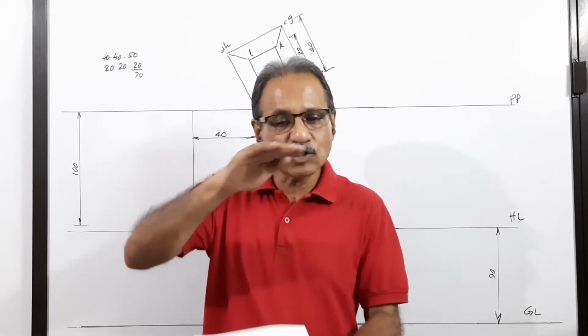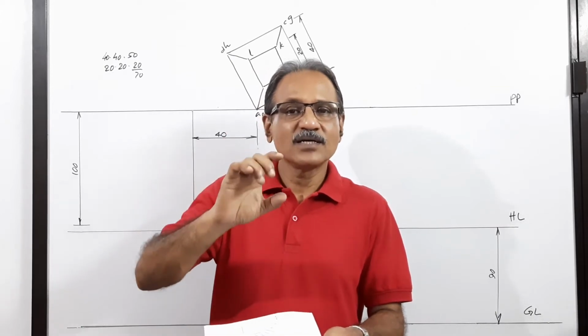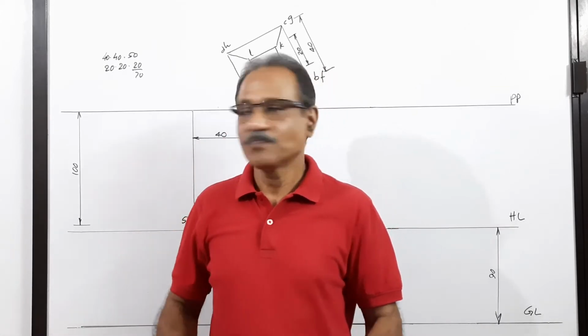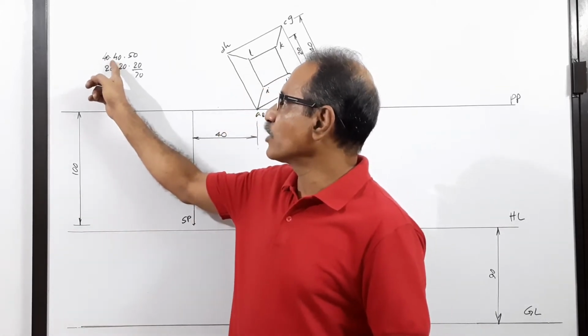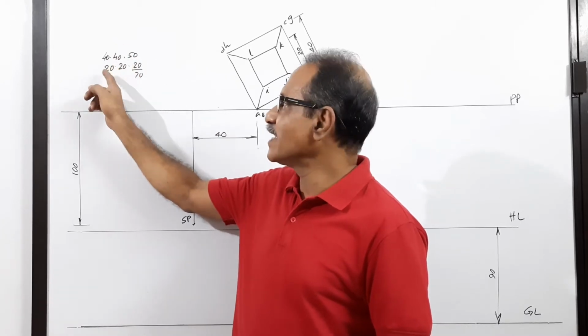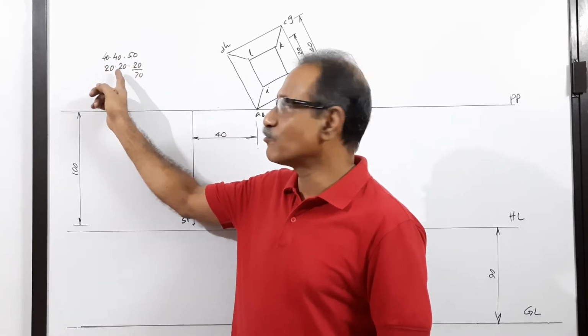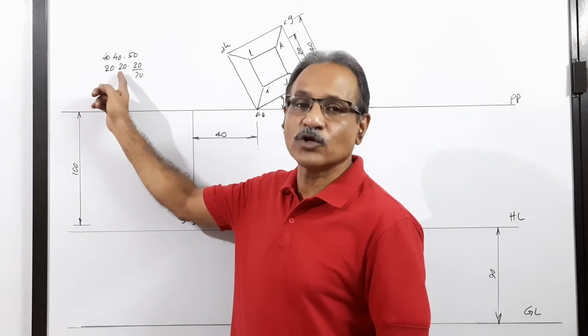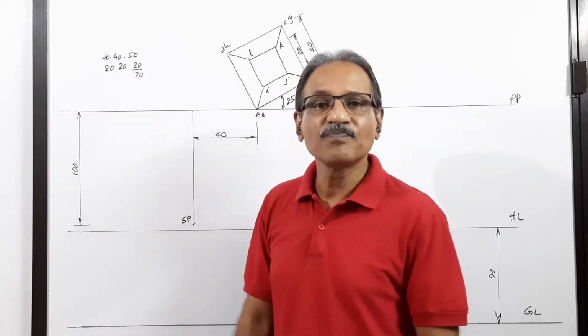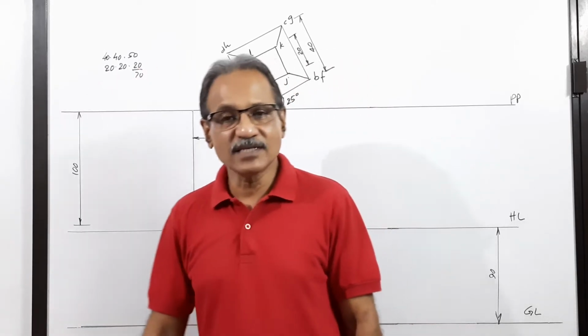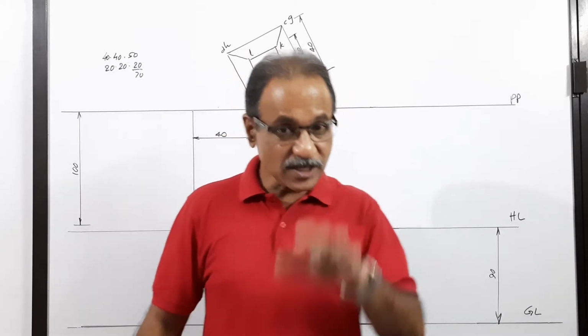So what's the total height? 50 plus 20, 70. 40 mm into 40 mm through a height of 50. Then it starts from 40 mm into 40 mm and ends at 20 mm into 20 mm through a height of 20. So the total height is 70. It is resting on the ground.